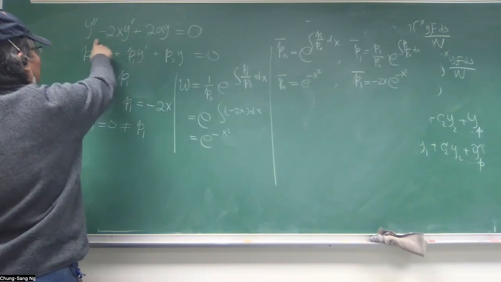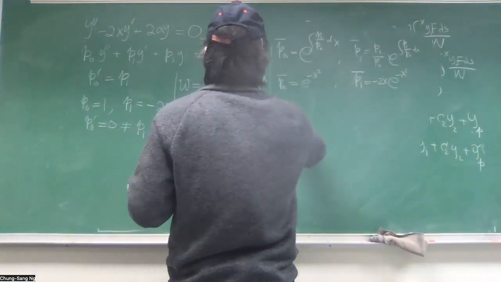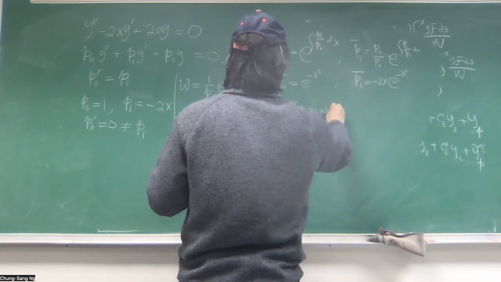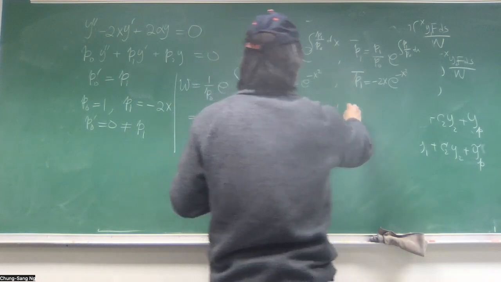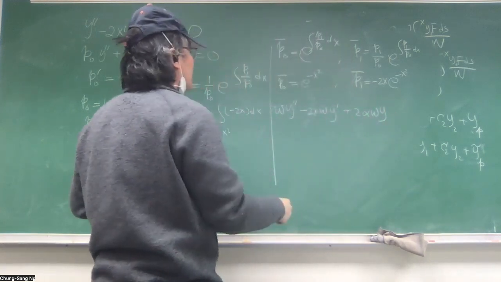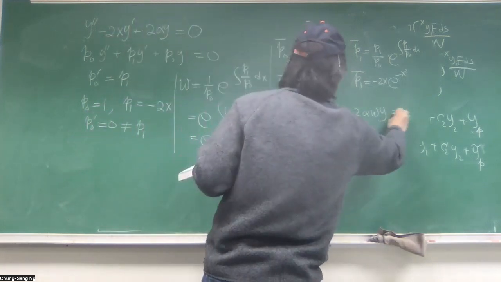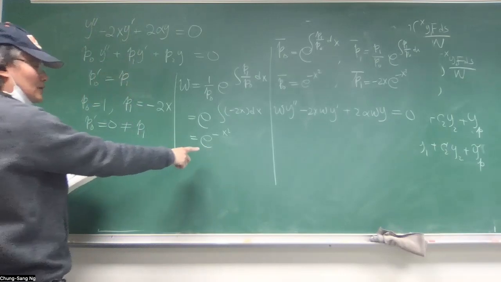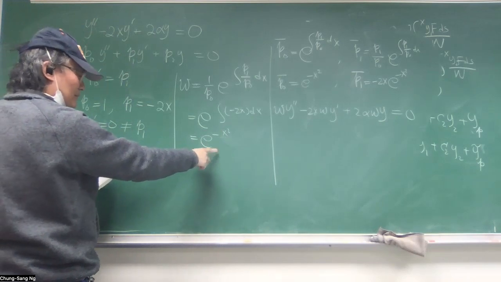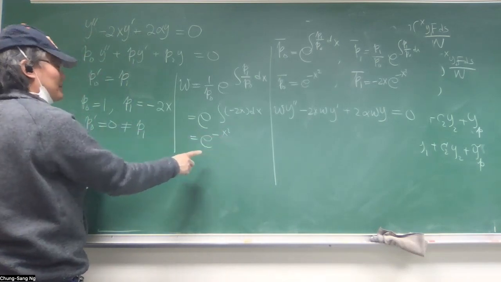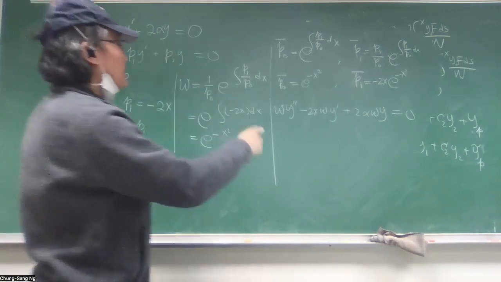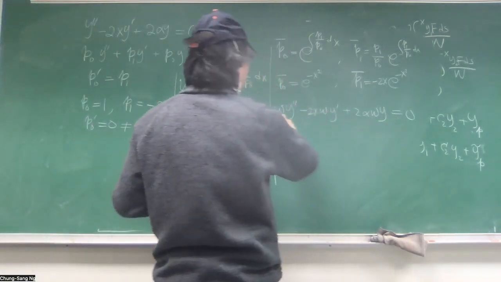Then the idea is to multiply W with the full equation, because W times y double prime plus P1 W y prime plus P2 W y equals zero. W is always non-zero, because e to the minus x squared is always positive unless x goes to infinity. But it doesn't go to zero, so you can divide by W. So you multiply by W, and it's still the same differential equation.